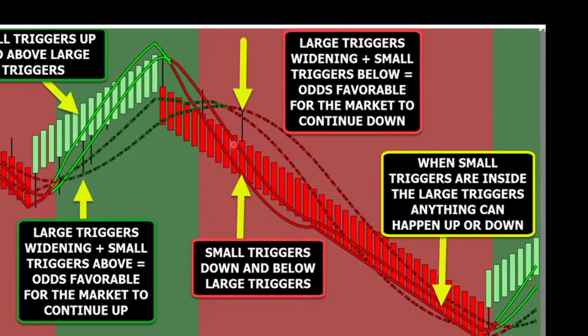Same is true in a downtrend. The smalls will get below the large. It's the space that's created between the small and large triggers, guys. There has to be a gap there. That gap lets you know that the odds are favorable for the market to continue in the direction of the trend. You're going to hear odds favorable momentum in the room all day long.